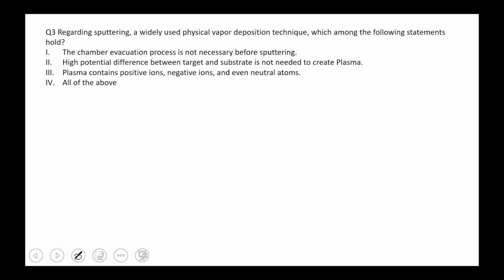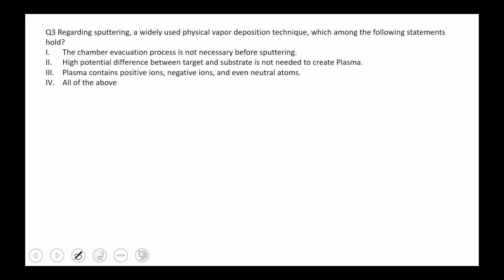Next question. Can you answer that, attempt it? Chamber evacuation. Sir, all of the above, sir. Correct, all of the above. Yeah. What is the meaning of that?